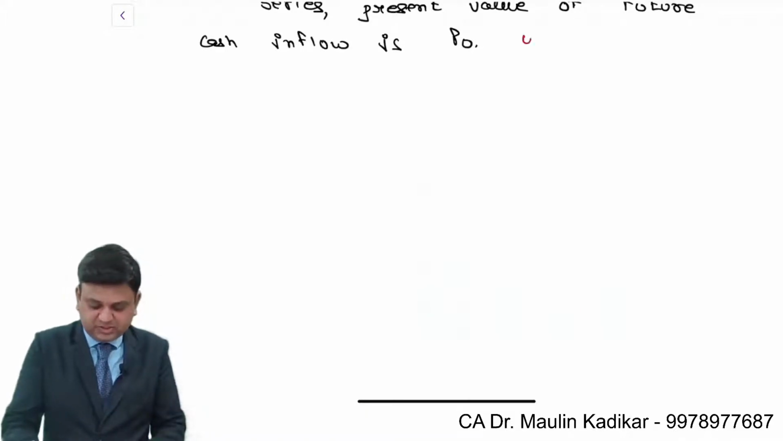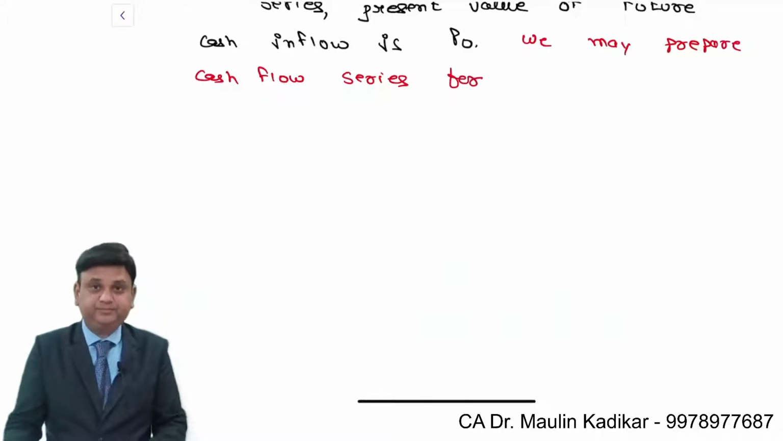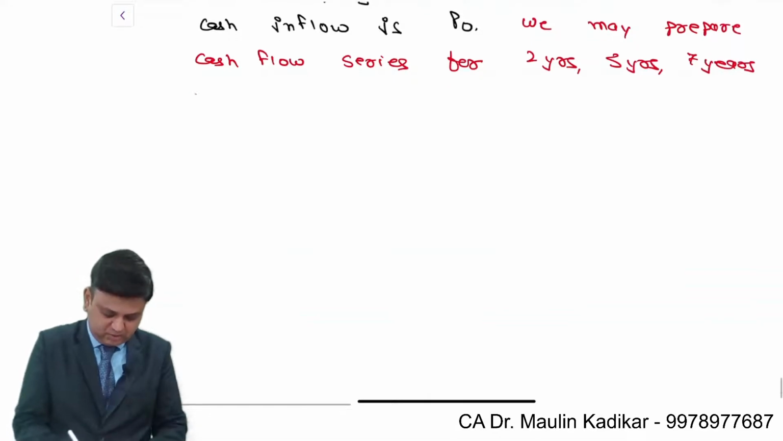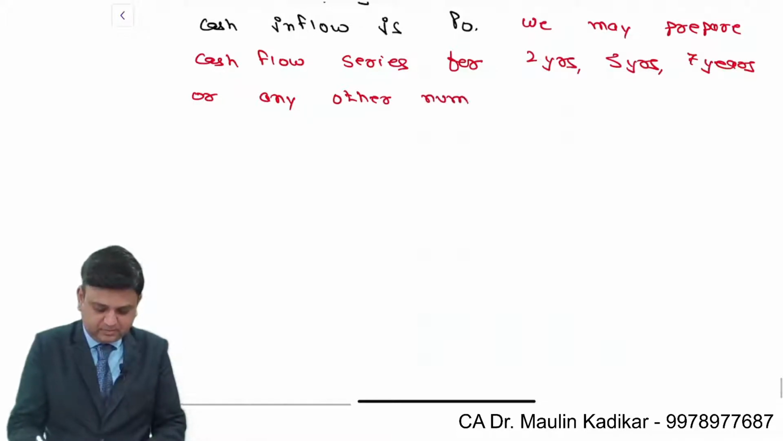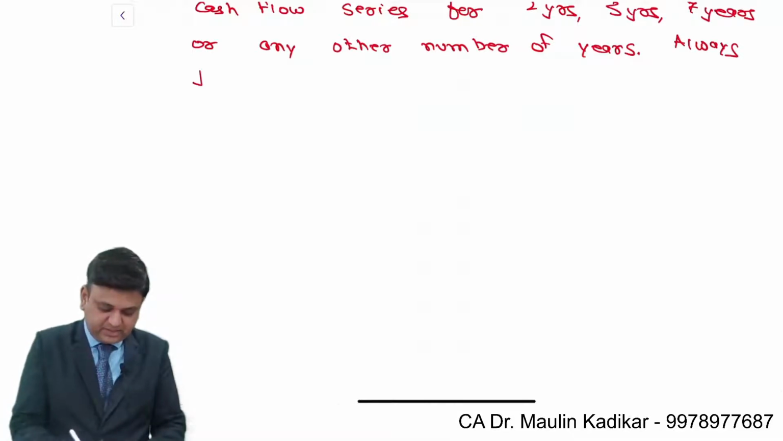We may prepare cash flow series for 2 years, 5 years, 7 years, or any other number of years. Full stop. Always P0 will remain same.